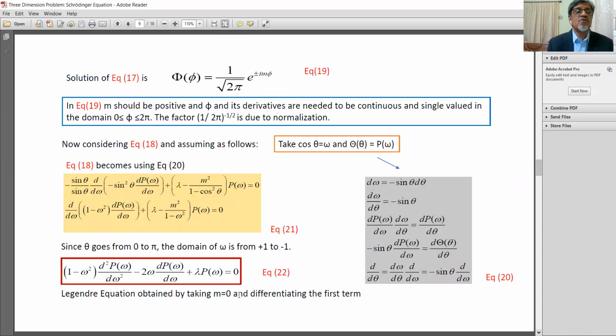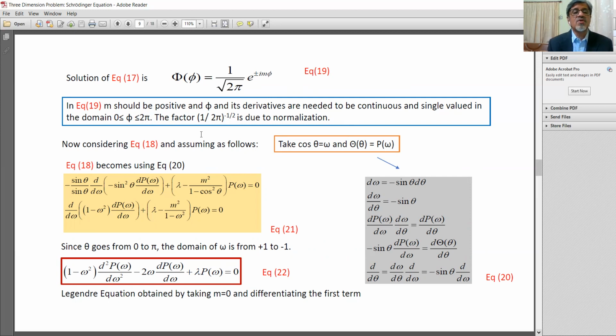Now, the solution for equation 17, that is for phi, is written as phi function phi is 1 upon root 2 pi, e to the power plus or minus i m phi. So equation number 19, m should be positive, and phi and its derivatives need to be continuous and single valued in the domain 0 less than or equal to phi less than or equal to 2 pi. And the factor 1 upon 2 pi raised to 1 half is due to the normalization condition.